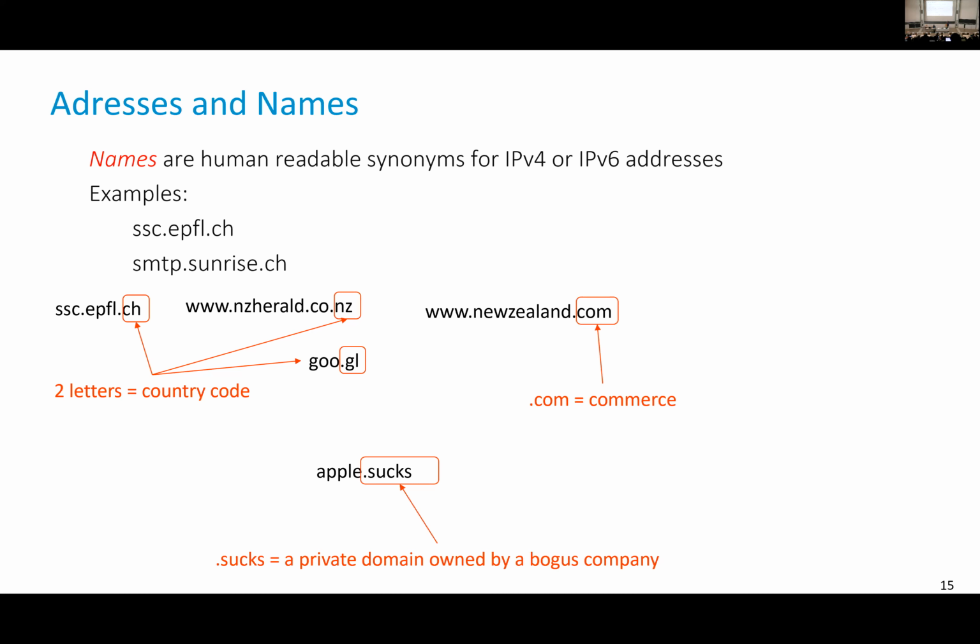For example, there was an attack a few years ago. Somebody bought the name .sucks and created websites called Apple Sucks, and they blackmailed Apple to get money from them.